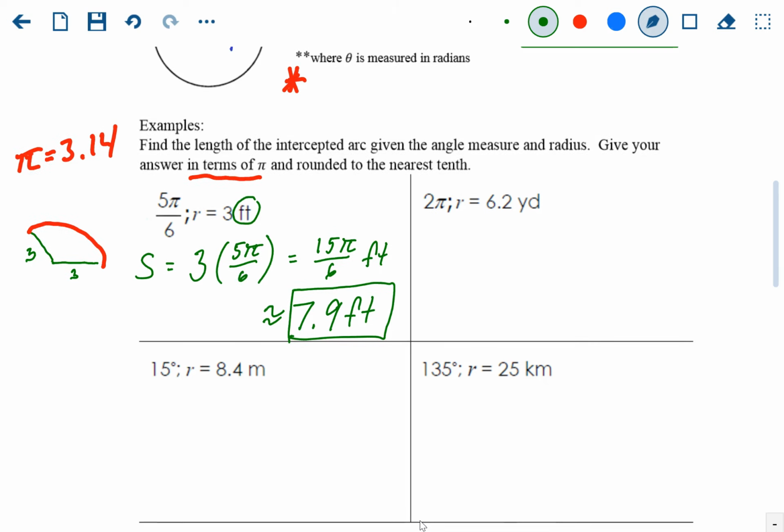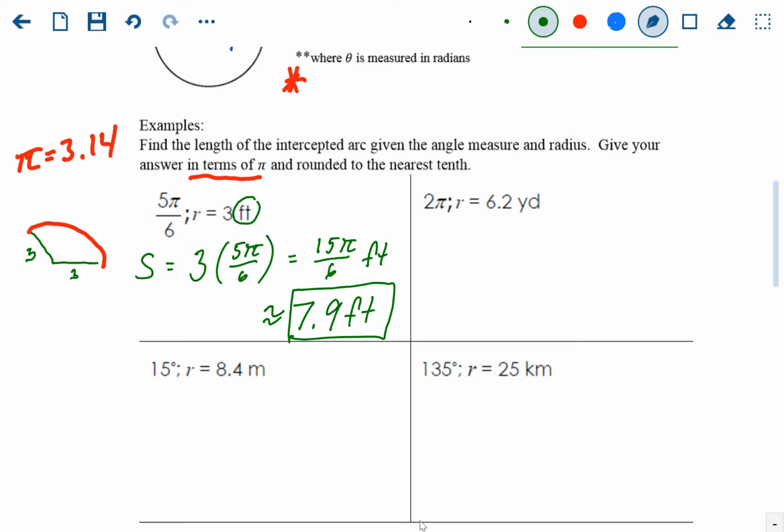And that's it. The second one to the right of it, 2 pi is the measurement. Okay, now 2 pi should seem familiar. 2 pi is all the way around the circle. And you have a radius of 6.2. So really all this is, we're trying to find the circumference.